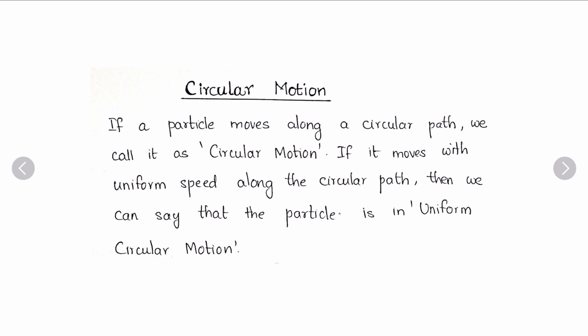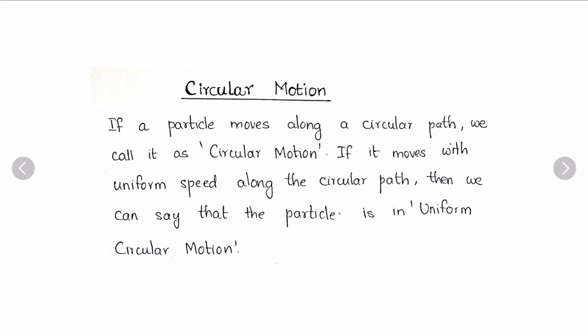So you can see this is circular motion. But at the same time, if the body moves in a circle with a uniform speed, then we call it uniform circular motion. And most of the things in our universe go in circular motion.